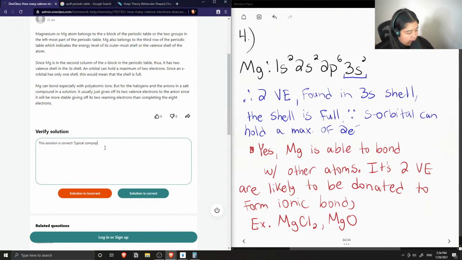Typical compounds formed with magnesium can be magnesium chloride or magnesium oxide, just to give some examples. So it doesn't need to bond with polyatomic ions, especially because sometimes it can form these simple binary compounds as well.